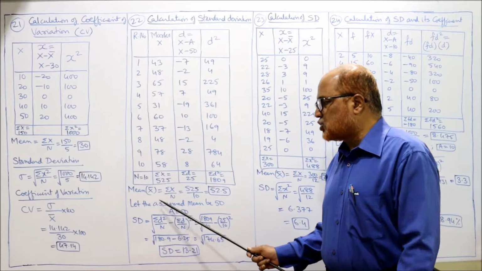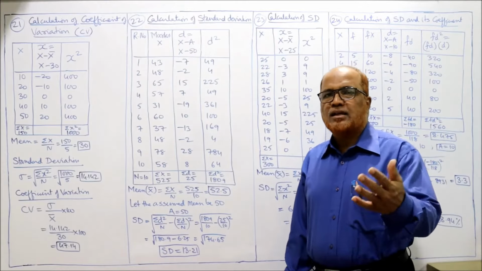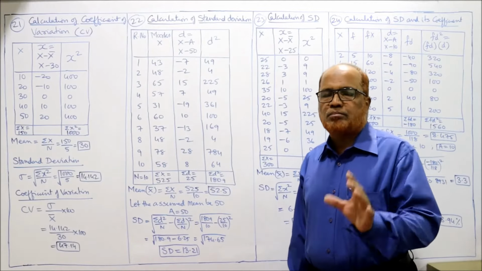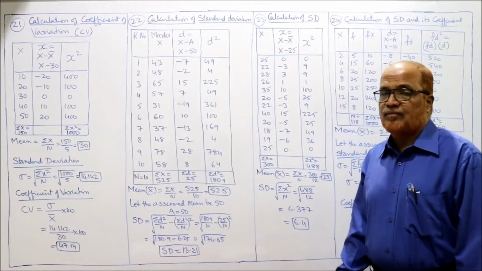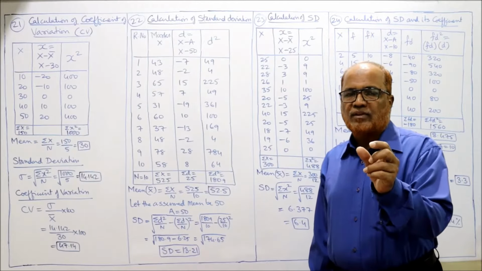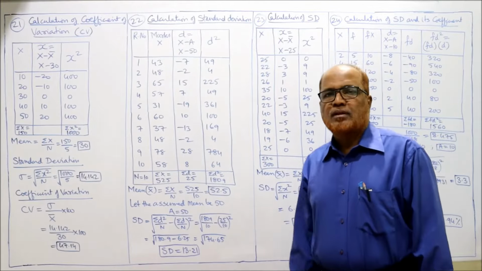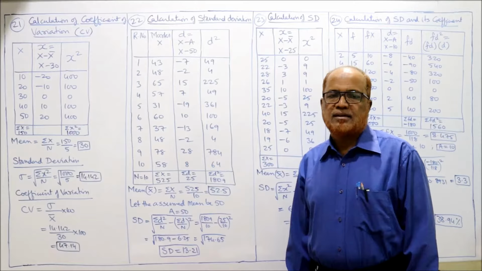We can take the assumed mean. Let the assumed mean be 50. Now you will get a doubt in your minds: why have I taken 50? You can take any value, but if the assumed mean is very near to the actual mean, the calculations will be less.